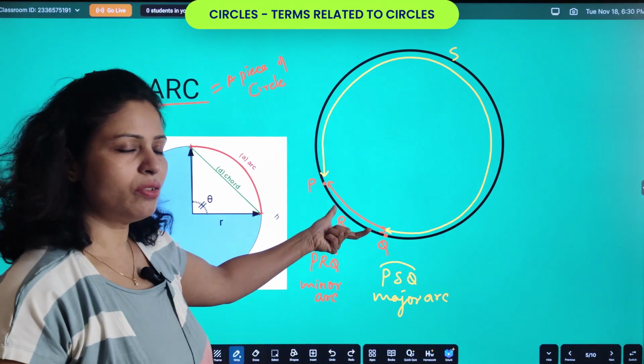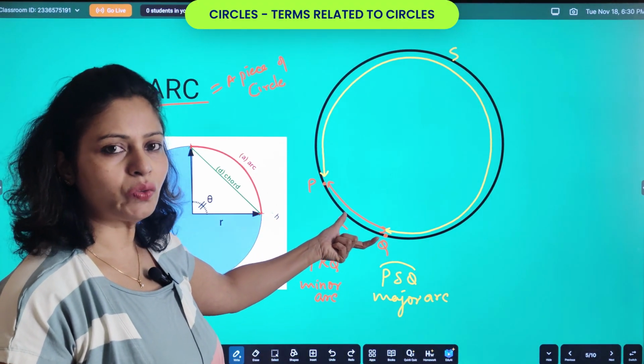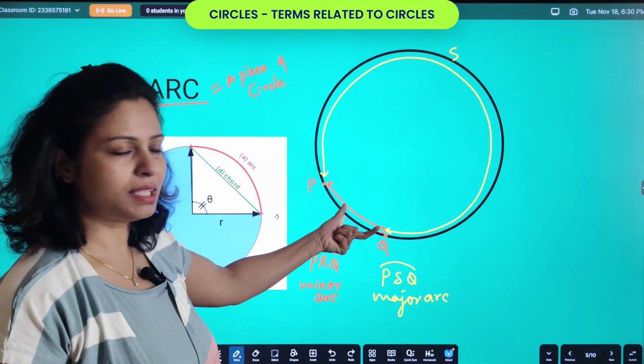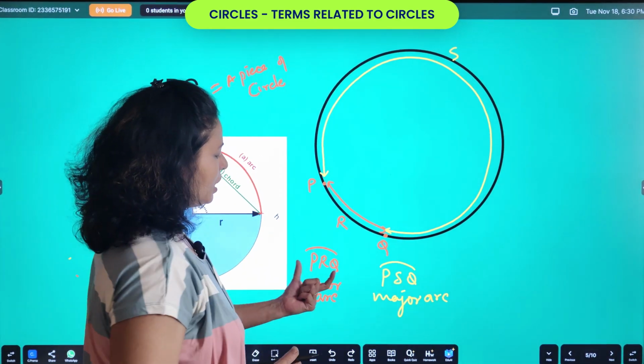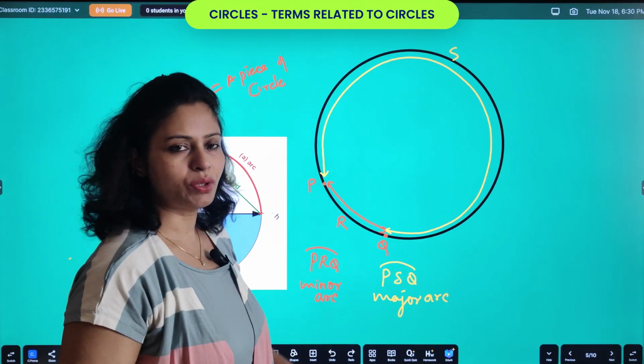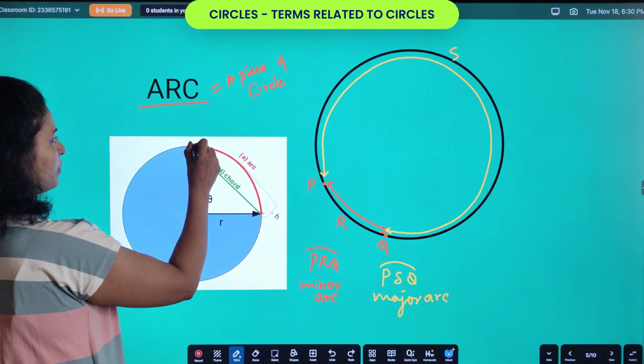So an arc is always a part of the circumference. It is a piece of the circumference of the circle. PRQ is the minor arc and PSQ is the major arc. You can see here also they have drawn it.